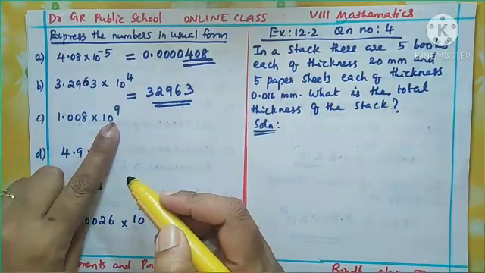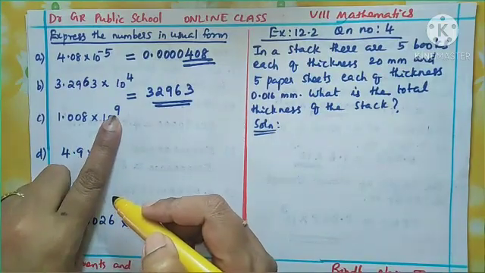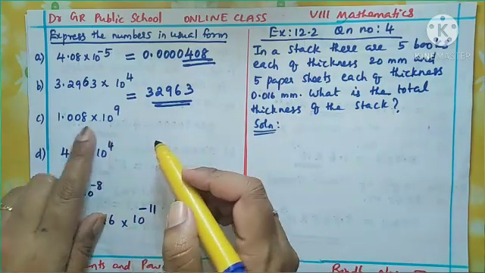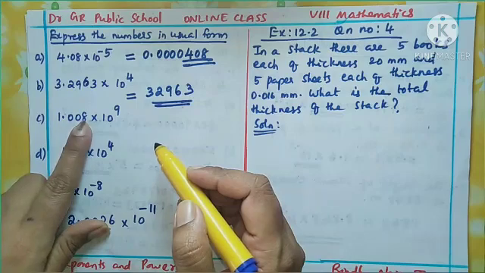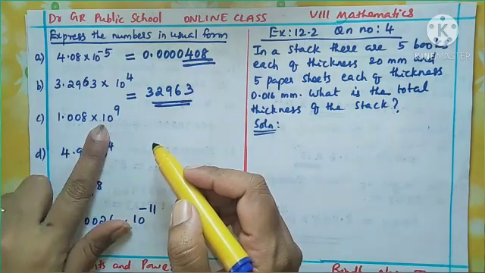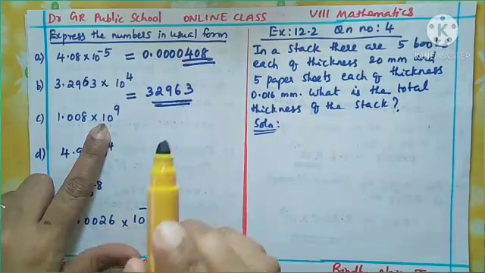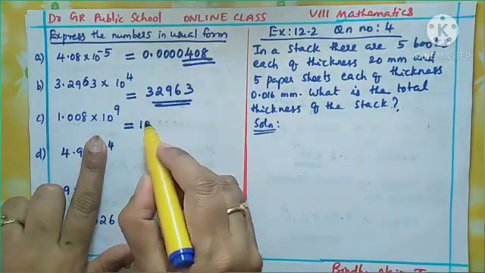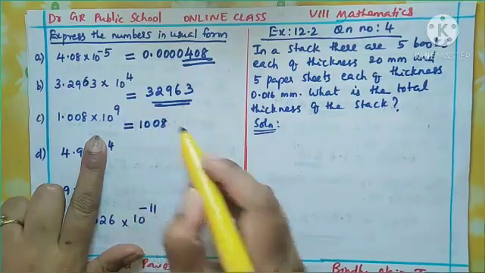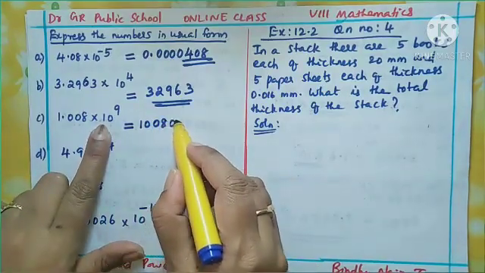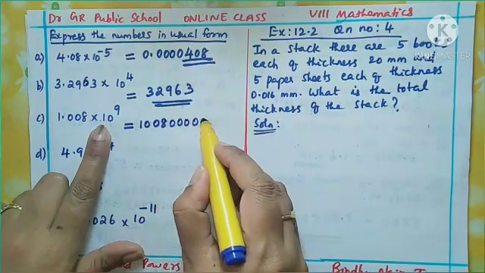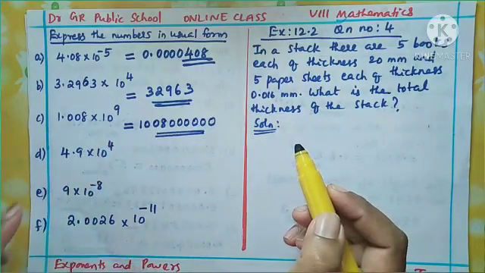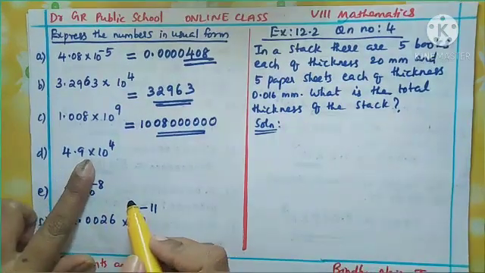1.008 into 10 power 9. Here also a positive exponent, so you want to move the decimal to the right side. How many places? 9 places. Already here 3 numbers are there after the decimal, so 6 numbers are not there. So you want to put 6 more zeros. It can be written as 1008, and put 6 zeros: 1, 2, 3, 4, 5, 6. Now this came into the usual form. Yes. Next, 4.9 into 10 power 4.